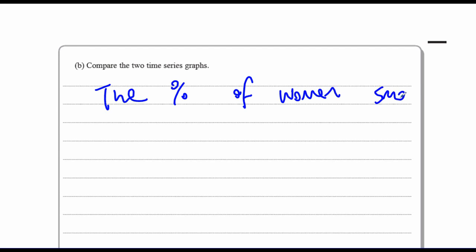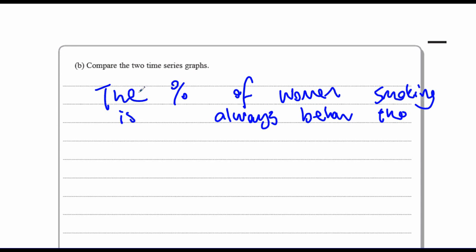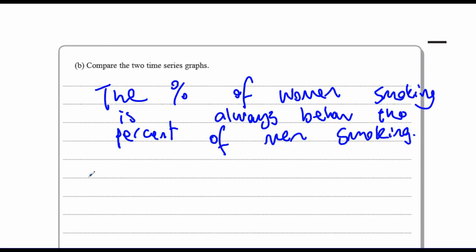So let's write that down. Percent of women smoking is always below percent of men smoking. And if you really wanted to, you could put between 1998 and 2007, the dates we talked about. But that would be fine for GCSE.